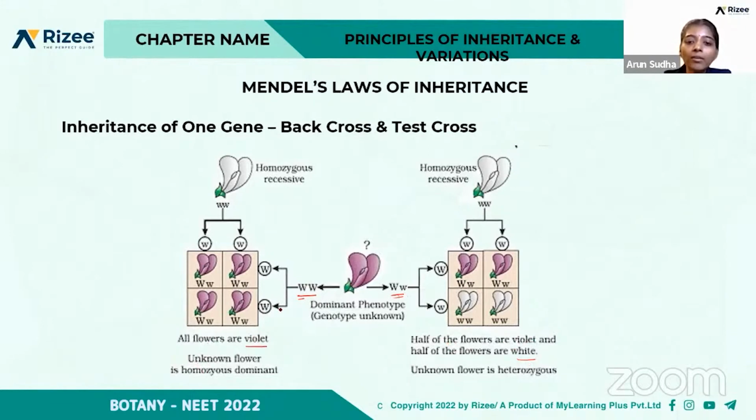So if all the flowers are violet, then we can conclude that the parent flower is homozygous dominant. And if, after the first generation, we find violet and white flowers, we can conclude that the flower is a heterozygous flower. Clear? So this is the basis for the test cross.